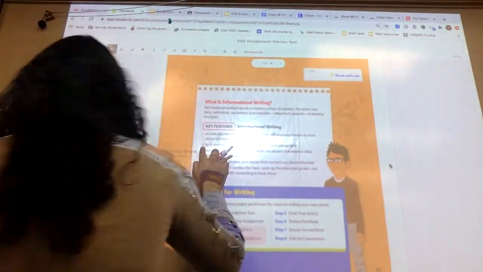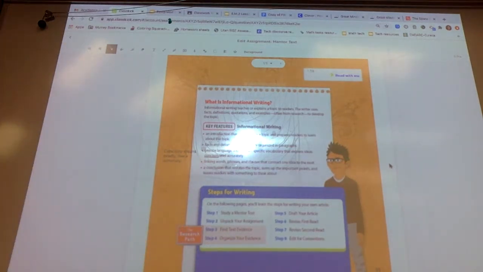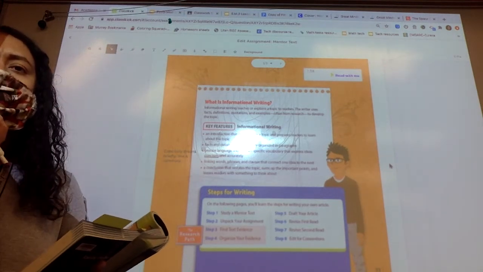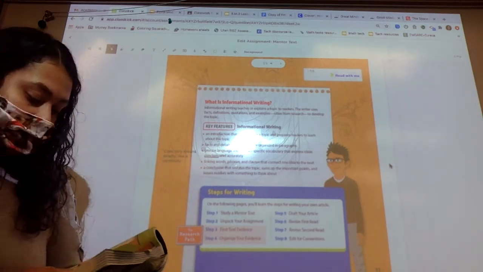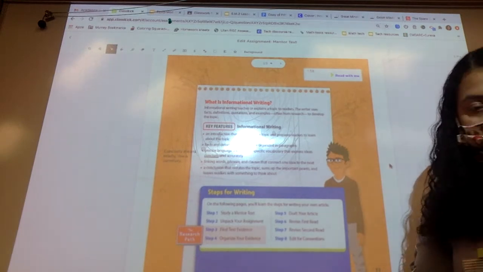Okay, the next one right here. Facts and details that are logically organized in paragraphs. The third one, precise language and domain-specific vocabulary that expresses ideas concisely and accurately. The fourth one, linking words, put your finger, phrases, and clauses that connect one idea to the next. And then last one, a conclusion that restates the topic, sums up the important points, and leaves readers with something to think about.